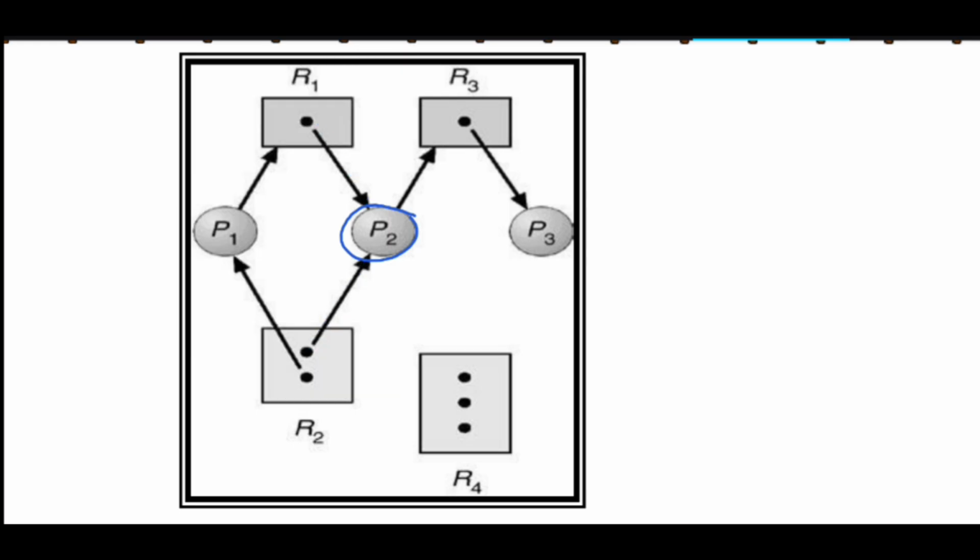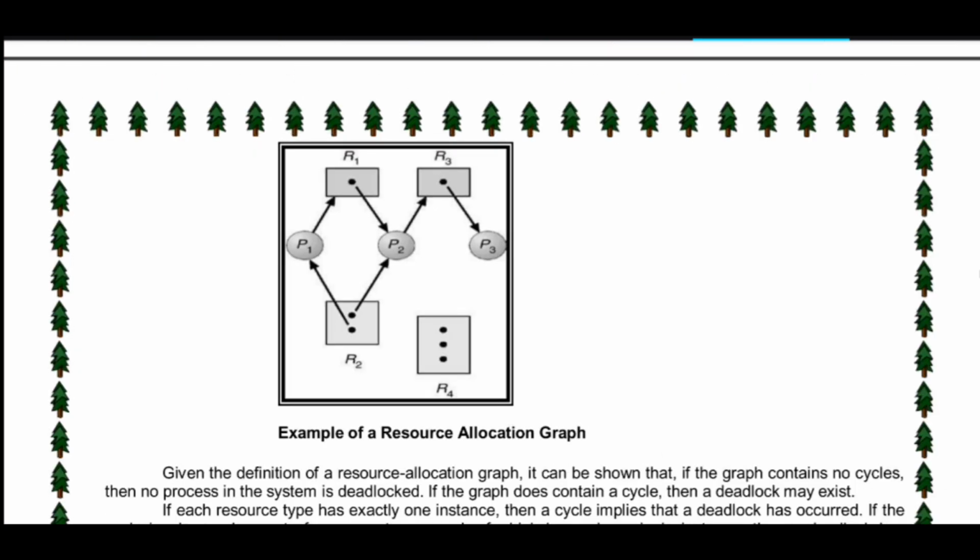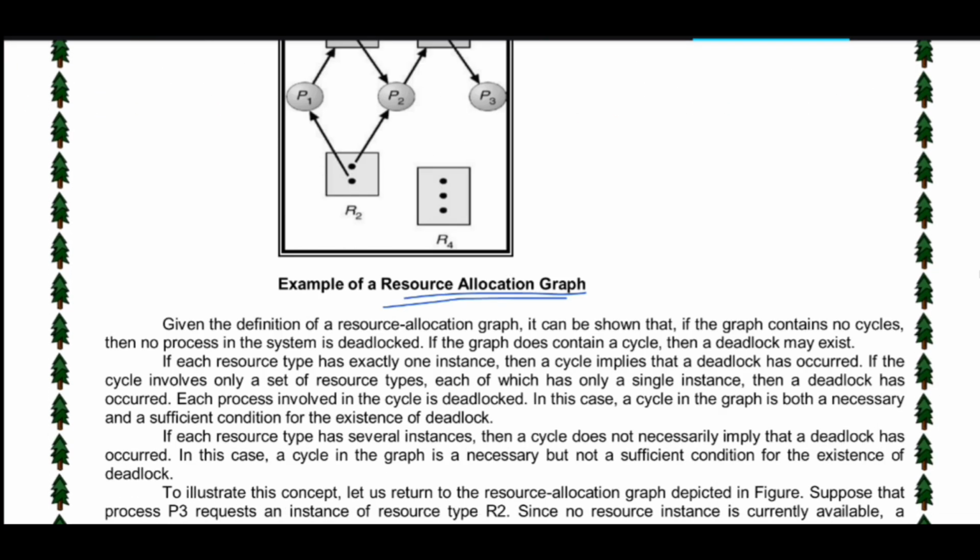Then P2 also executes. P3 already executed, P2 executed. After P2 executes, R1 is available, R2 is also available, and R3 is available, while our P1 already has the R2 resource. P1 holds R2 and is requesting R1, and R1 is already available, so P1 can easily execute. Here there is no condition for deadlock. This is the resource allocation graph or resource allocation diagram.